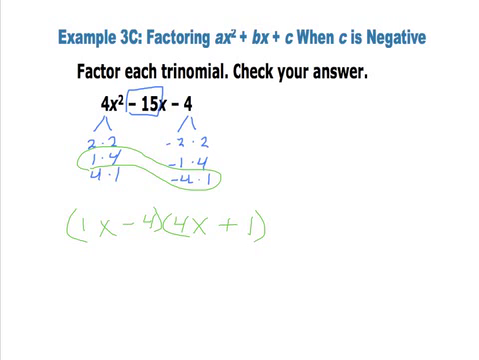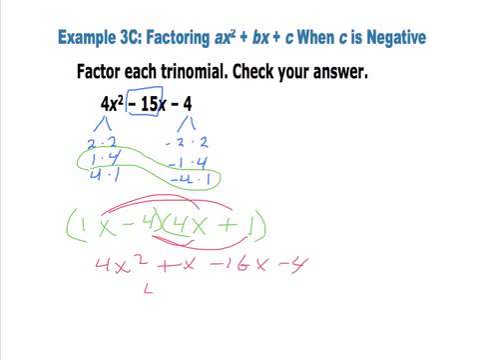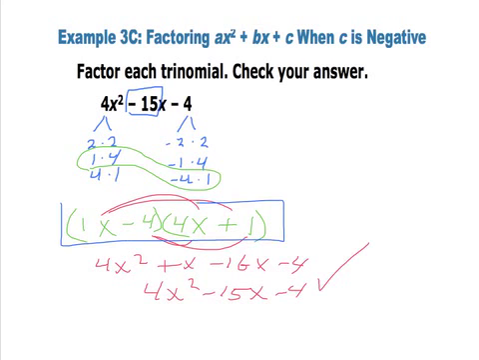Now let's check it. Okay, so 4x to the second plus x minus 16x minus 4, 4x to the second minus 15x minus a 4. I look at it, it's the same, it checks. Voila, my factors of that trinomial.